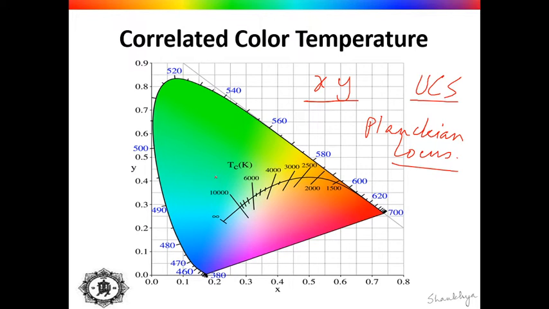Now, if you can go back to the previous lecture and recall, these lines are known as isotherms. These isotherms in UCS were perpendicular to the Planckian locus, right? I think I mentioned it. But as you can see in the XY chromaticity coordinate space, these isotherms are no longer perpendicular. This has been projected from the UCS, and when projected into XY, it didn't turn out to be perpendicular. That is not something you need to worry about.